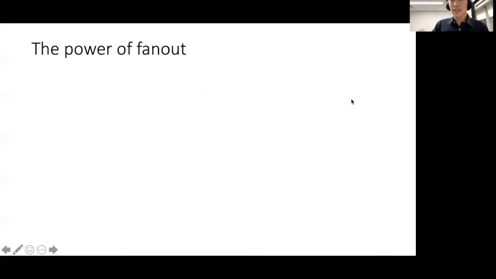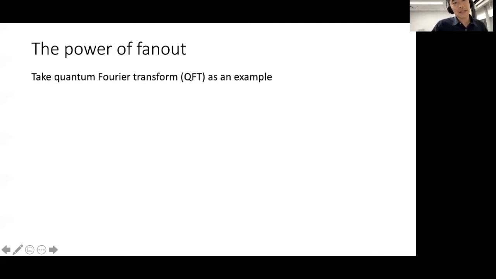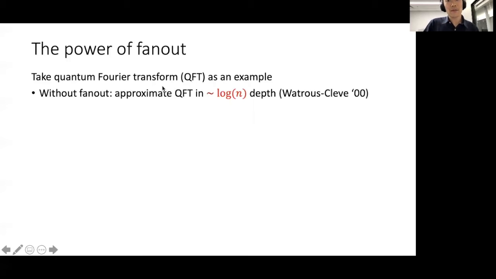So now this is a nice toy example, but what is truly the extent of the power of this model? One can demonstrate this by using, as an example, the quantum Fourier transform, or QFT. Without the power of fanout, the time it takes to approximate the quantum Fourier transform is proportional to log n.